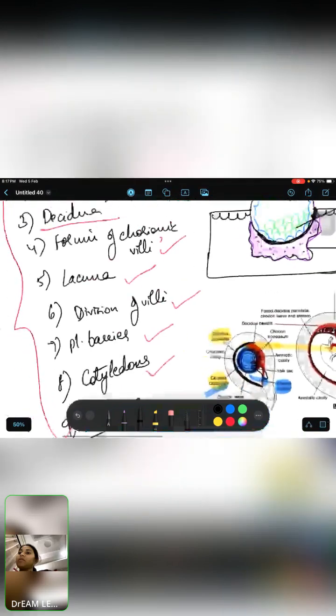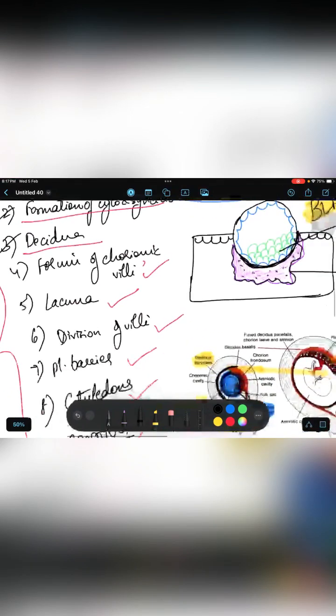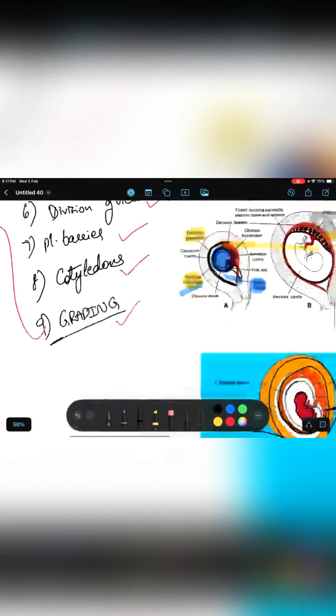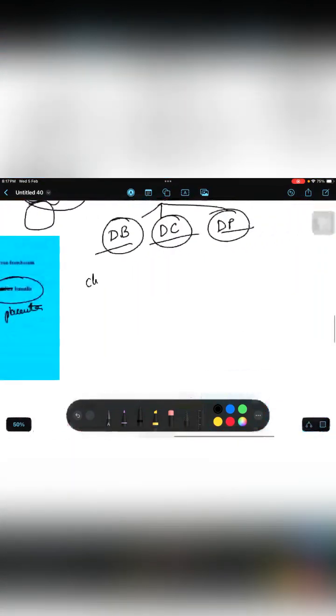Okay, done. Now you have these three things completed. Now comes the fourth stage, that is formation of the chorionic villi. This is one of the most important stages of development of the placenta, where you need to pay attention. So what is a villi and why are we going to discuss this?